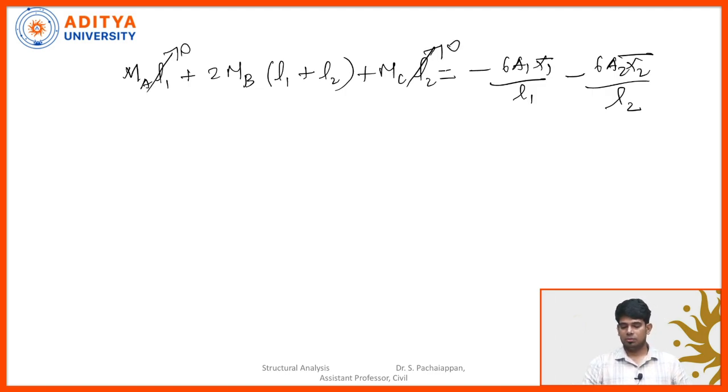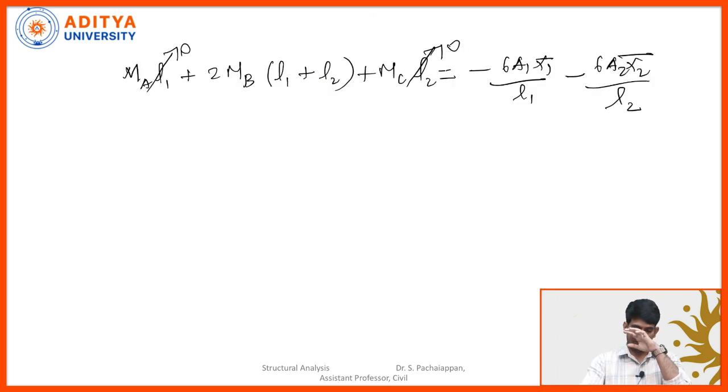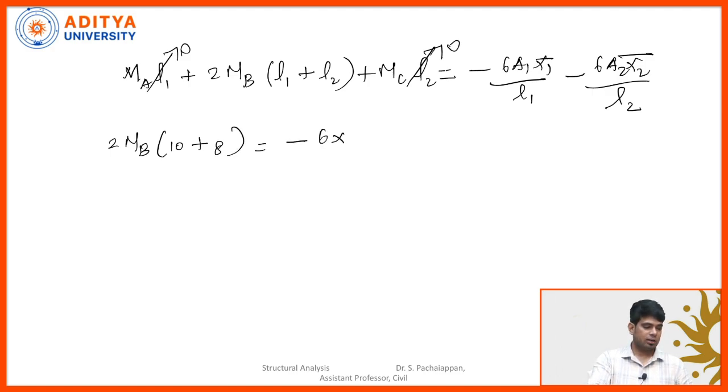What is the reason? Once you see the beam, support A is simply supported, support C also is simply supported. So, the moments are 0. So, the only unknown is MB. So, let us substitute the values: 2 times of MB, span 1 is 10, span BC is 8, equal to minus of 6. We calculated A1 X1 bar is 4500 by 10 minus 6 multiplied by A2 X2 bar 6144 by L2 is 8.